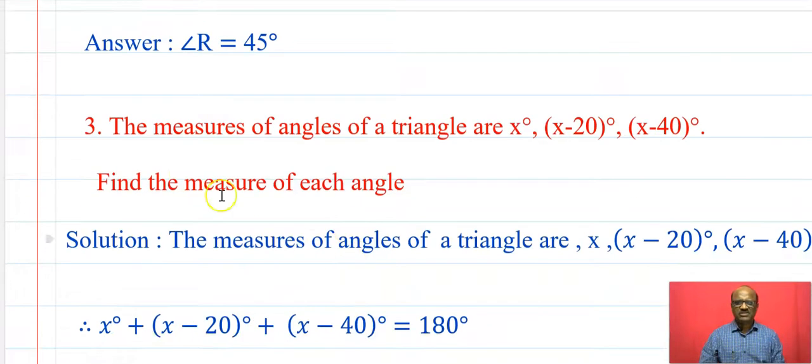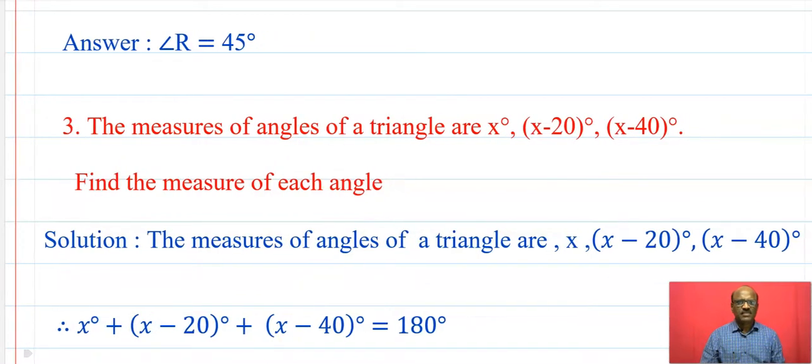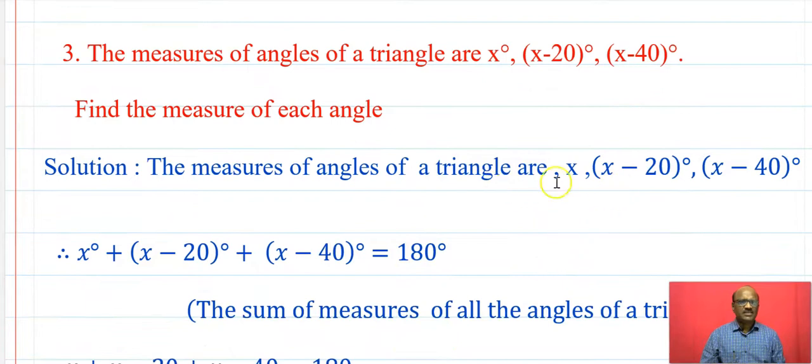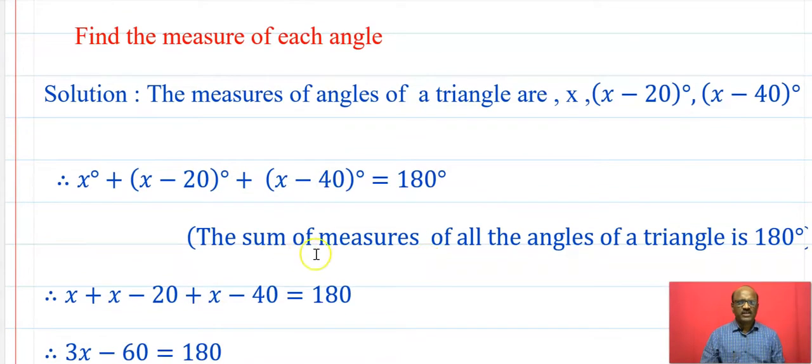It's a very simple question. This is also very simple. The measures of the angles of a triangle are x degrees, (x minus 20) degrees and (x minus 40) degrees. Find the measures of each angle. Now see this here. These are the angles, and the sum of the measures of the angles is equal to 180. Therefore, we add x degrees plus (x minus 20) degrees plus (x minus 40) degrees is equal to 180. That is the sum of the measures of all angles of the triangle.